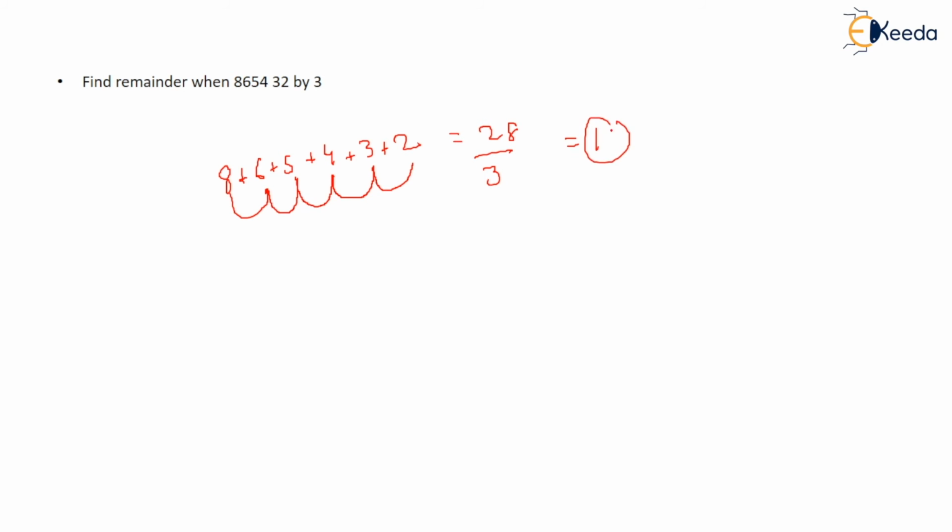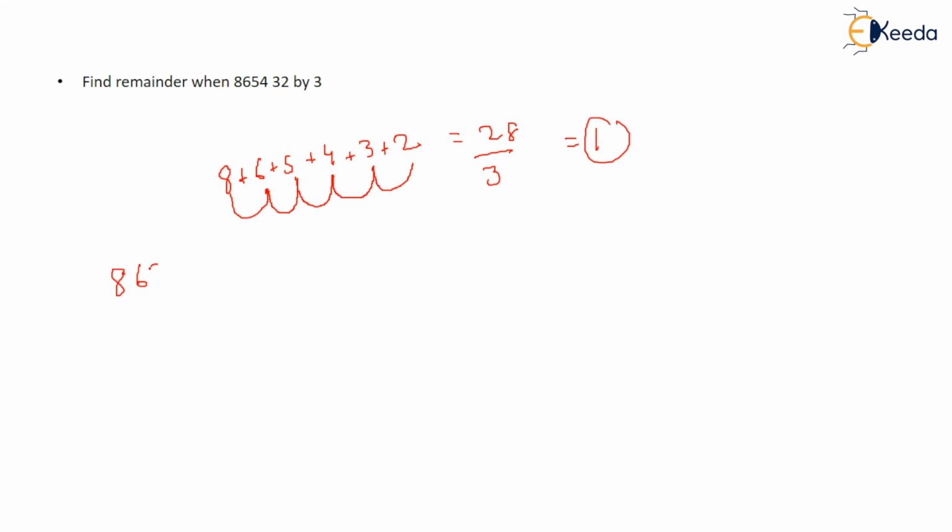Okay, this is the question. You have to find the remainder. So you can just generally add, because they ask you divisibility of 3. 8 plus 6, 14. 14 plus 5, 19. 19 plus 4, 23. 23 plus 3, 26. 26 plus 2, 28. So 28 divided by 3, what is the remainder? 1, right? 1 is the answer.